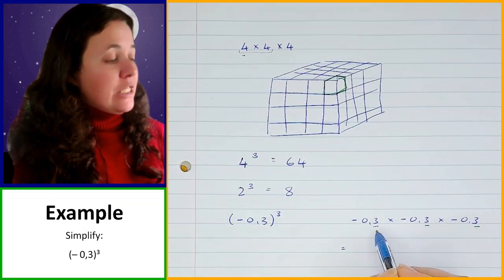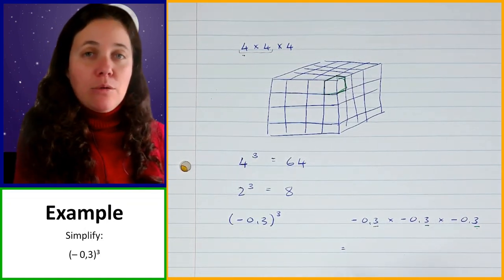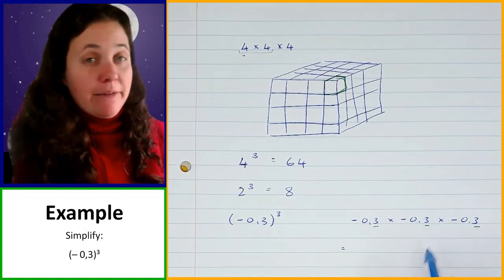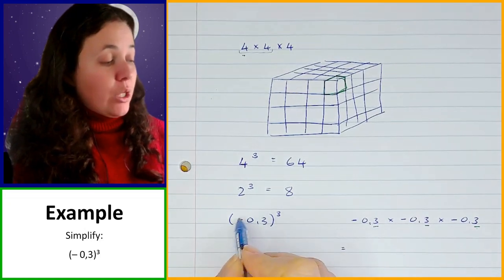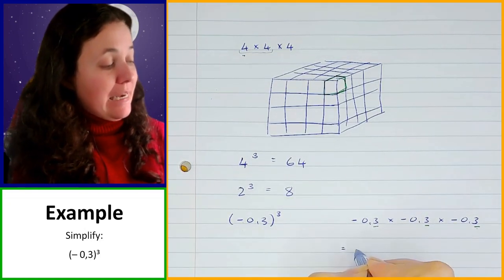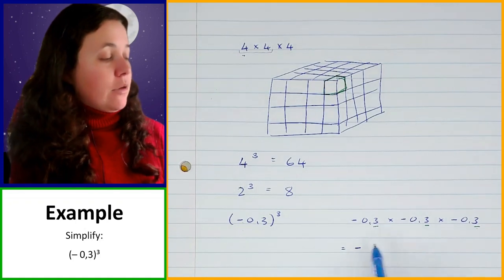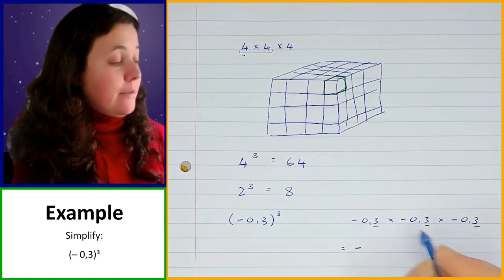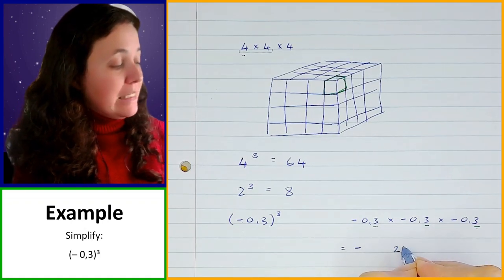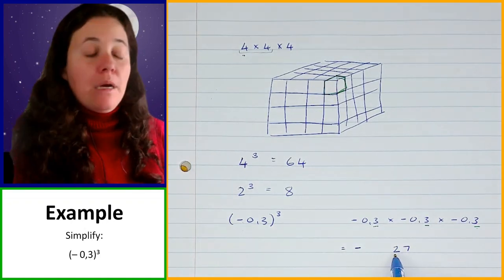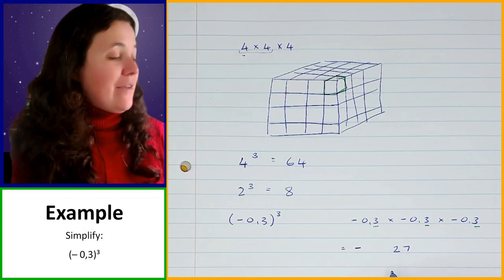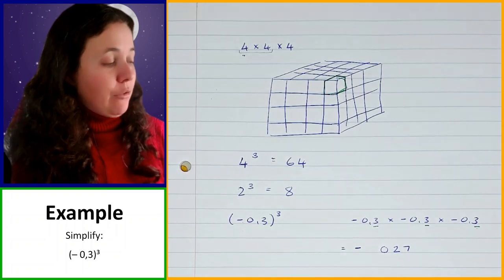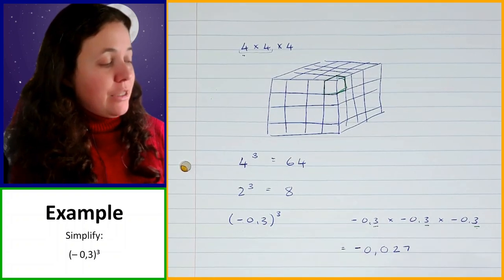So now I need to have 3 decimal places altogether. First of all, a negative times a negative times a negative is negative. Remember, if you are cubing a negative, it's going to give us a negative answer. Okay, so I know it's going to be negative. And then 3 times 3 times 3 is 27. But now I need to have 3 decimal places, and this is only two digits. So I need an extra digit as a decimal place. I'm going to fill in that extra place with a 0 and then put in my comma and the 0 in front of it.